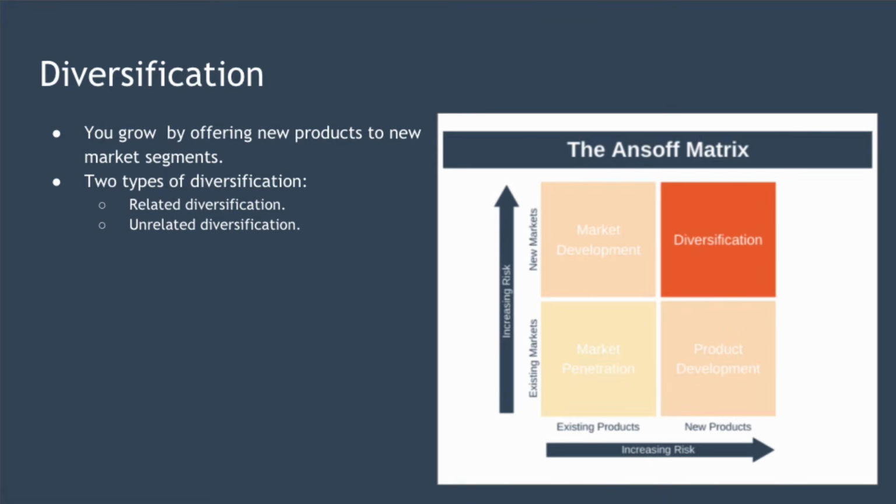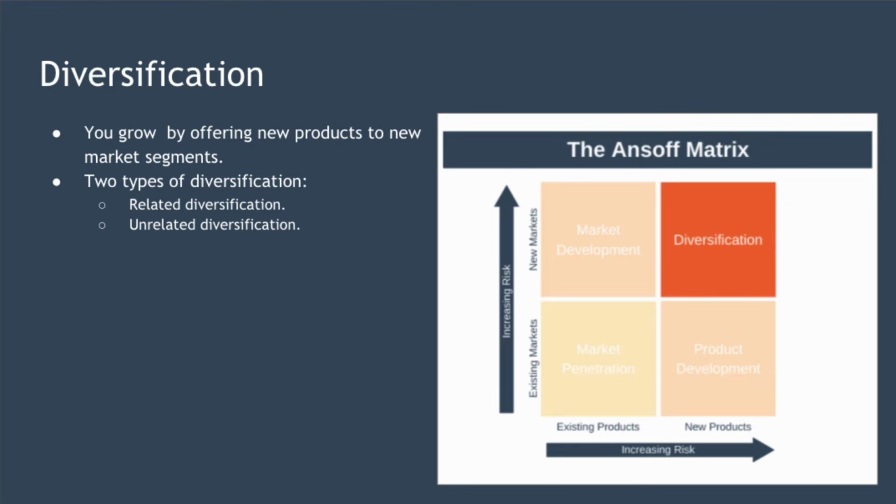The final strategy is diversification, where you aim to grow by offering new products to new market segments. And this strategy is the highest risk, but conceptually it can offer the highest rewards. And it's worth noting that there are two types of diversification. So firstly, related diversification, where new markets you enter or products you create share some similarity with existing products or existing markets you're operating in. And then we have unrelated diversification, when you're trying to sell completely new products into completely new markets.